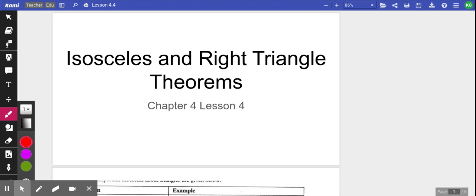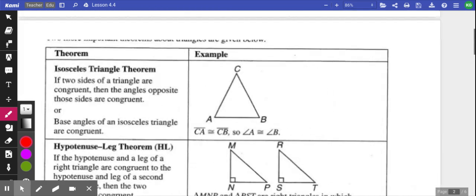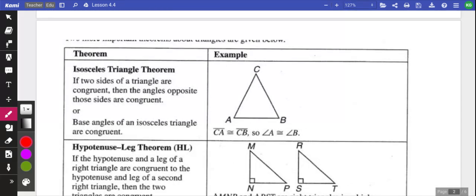Chapter 4, Lesson 4, Isosceles and Right Triangle Theorems. So, the isosceles triangle theorem says, if two sides of a triangle are congruent, so if this was congruent to that one, then the angles are also congruent.